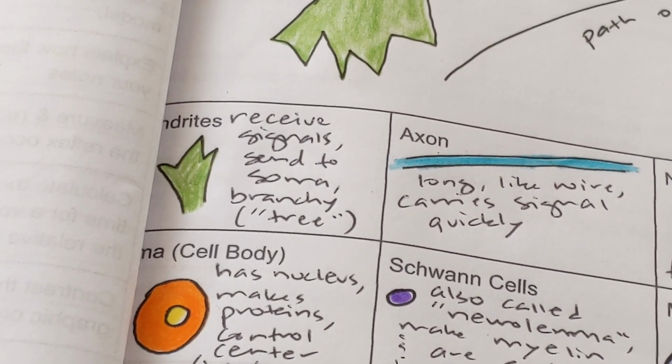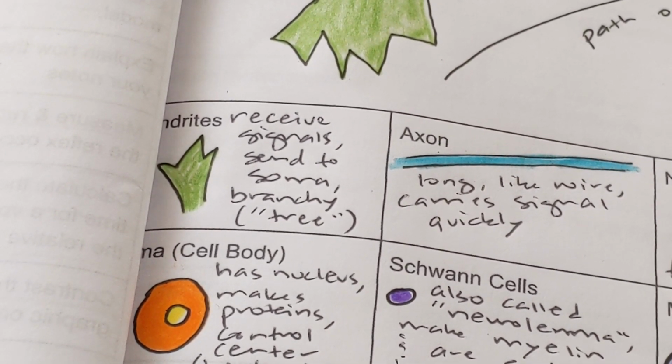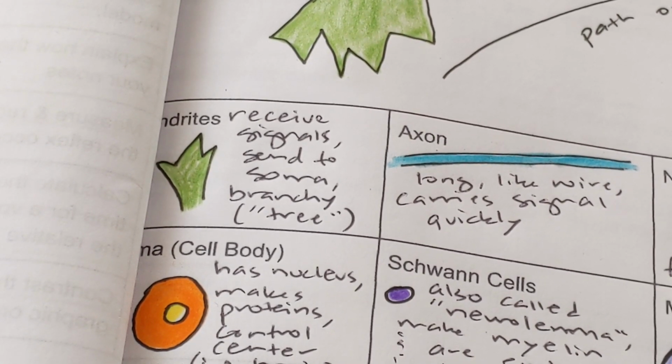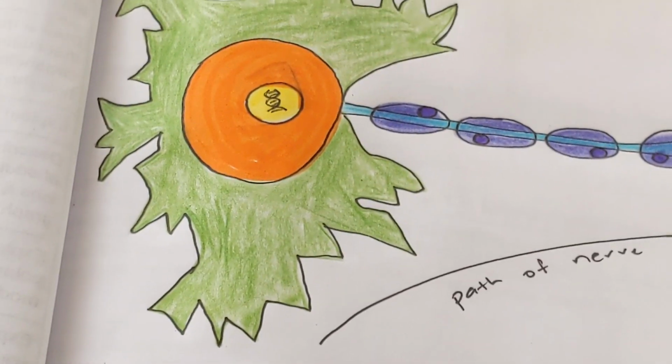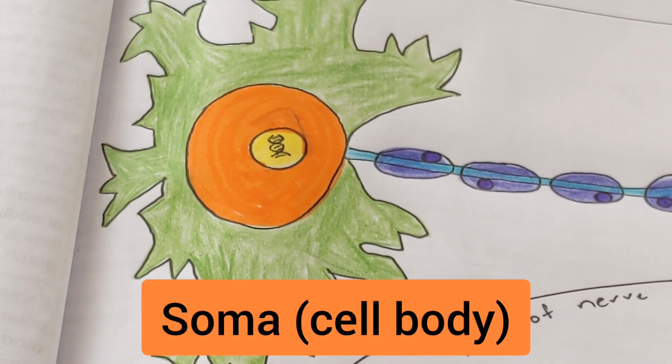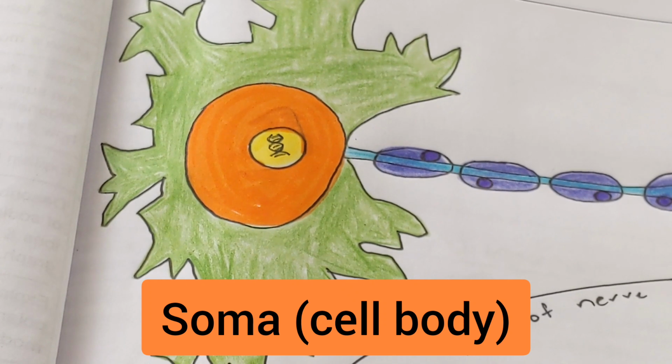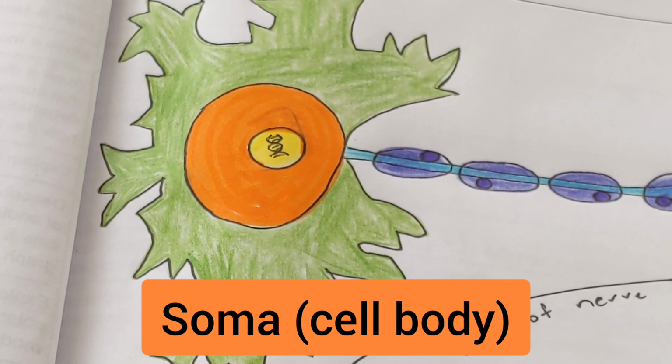What the dendrites do, like I said, is to receive signals, and they send those signals to the next part of our neuron, which is called the soma, or the cell body. If we look at my diagram, the soma is in orange. Inside of it is the nucleus, which contains the DNA.